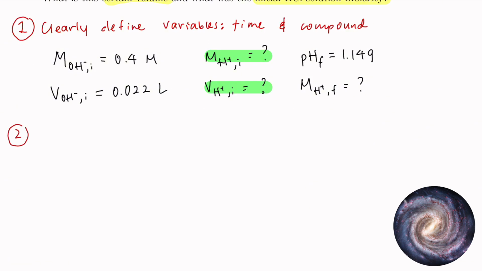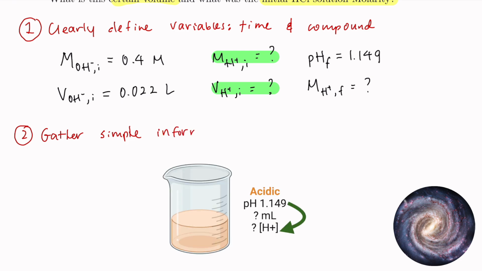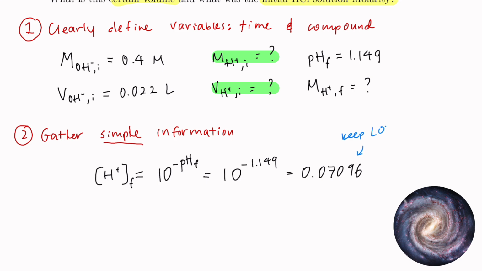Step 2, let's gather all of the simple information first. So what I mean by that is let's quickly find any of the unknowns that we can without doing too much thinking or math. In this case, we can easily calculate the final molarity of H+ using that final pH with the simple formula of concentration of H+ equals 10 to the negative pH, or 10 to the negative 1.149, which gives us a final H+ molarity of 0.07096. And a key note here is to try to keep as many sig figs as possible in order to avoid losing data. And then just for clarity's sake, that symbol with the brackets is the same thing as big M of H+ final.